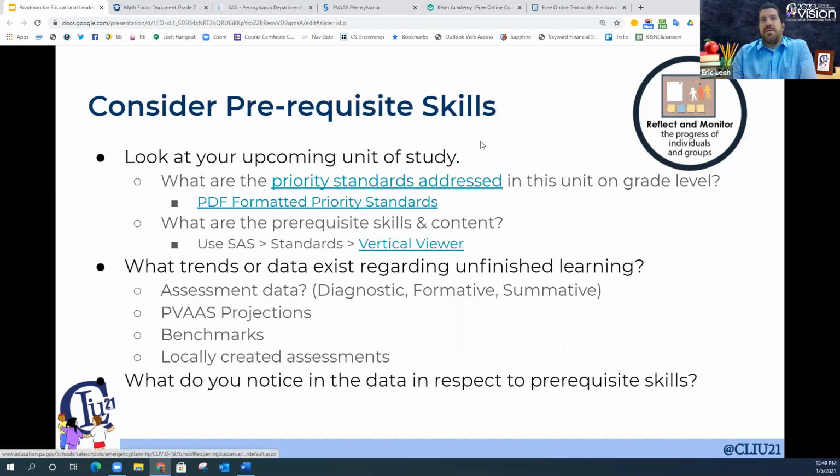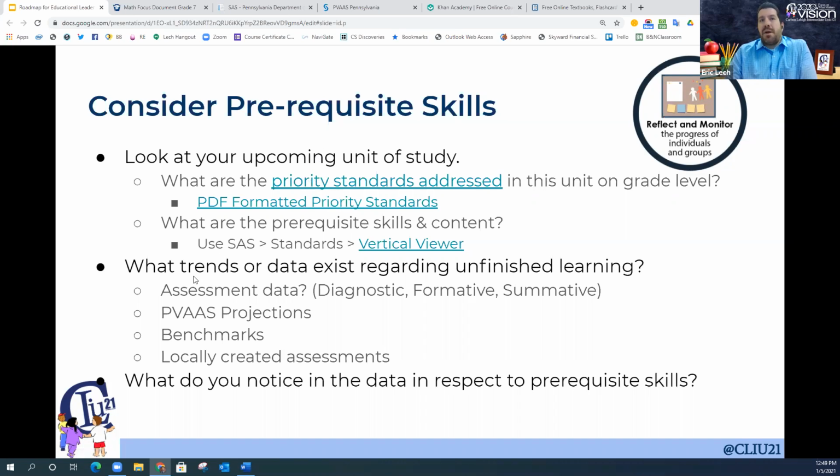If you prefer to have those focus documents on paper, we are providing a link within this presentation to the PDF formatted priority standards. So make that comparison. Where can I place some priority and where might I place an emphasis of time?